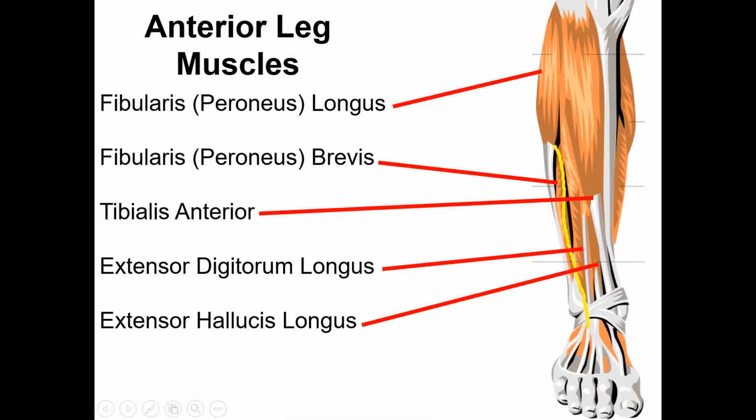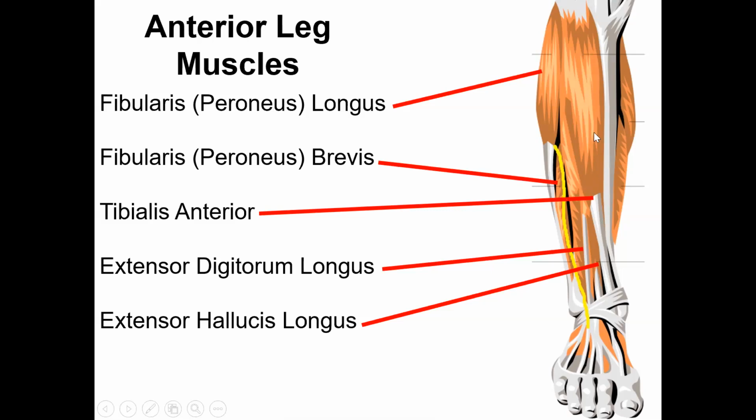These include Fibularis longus, which is this muscle at the lateral aspect. Deep to that is Fibularis brevis. And when you see the term Fibularis, this is interchangeable with Peroneus. So Fibularis or Peroneus longus is more lateral and external. And then deeper to that is Fibularis or Peroneus brevis.